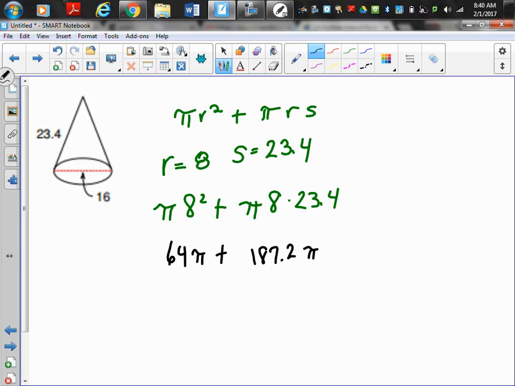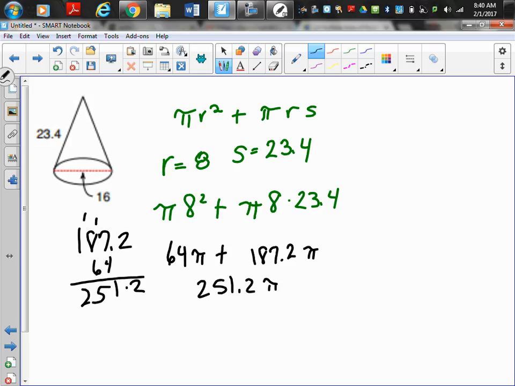All right, so if they want your answer left in terms of pi, what would I do at this point? Add what together? 64 pi plus 187.2. So I'd add the 187.2 plus 64. So if you want it in terms of pi, it's 251 and 2/10 pi. But what if I want an approximate answer? This is my exact answer, so I need my approximate answer. What do I do? What do I do to get an approximate answer?